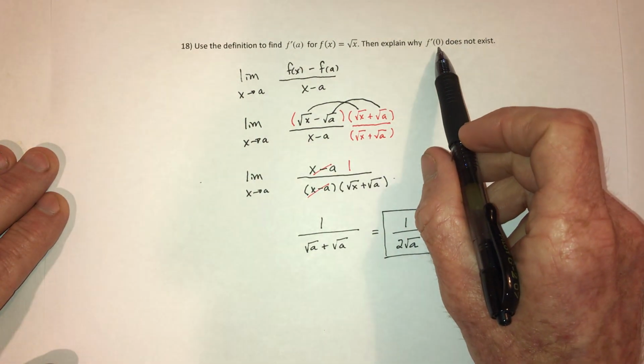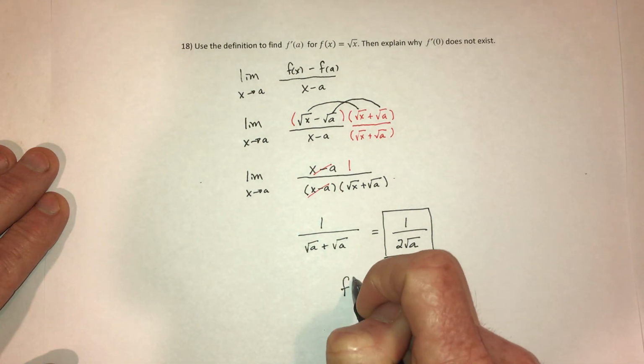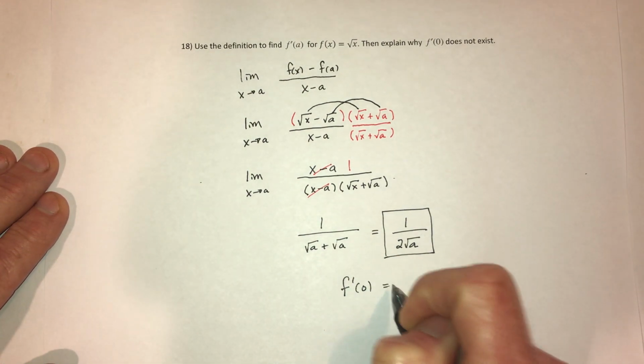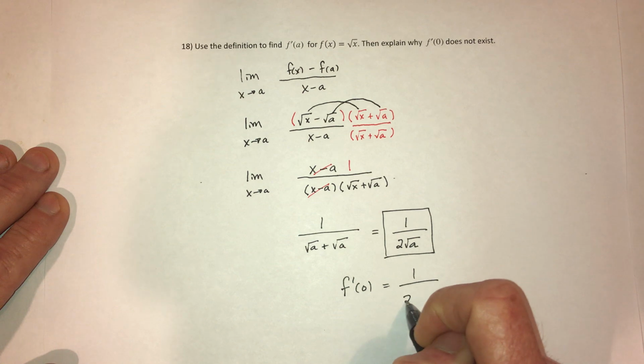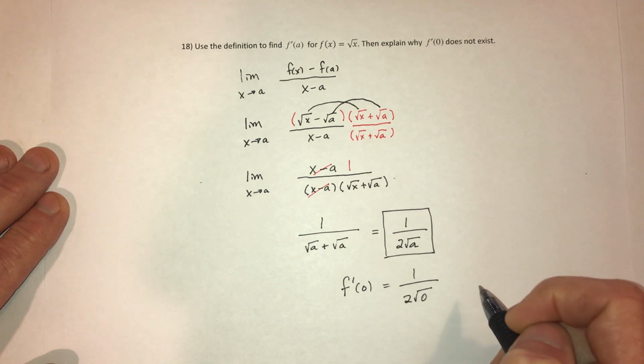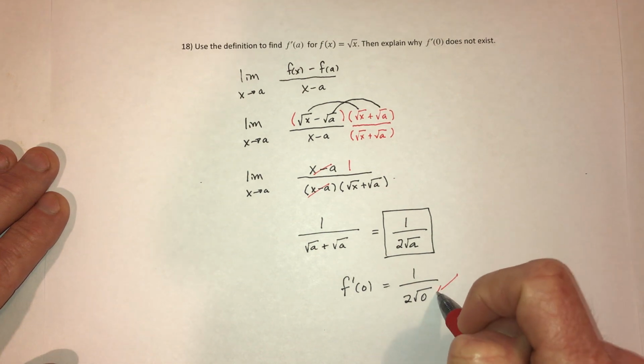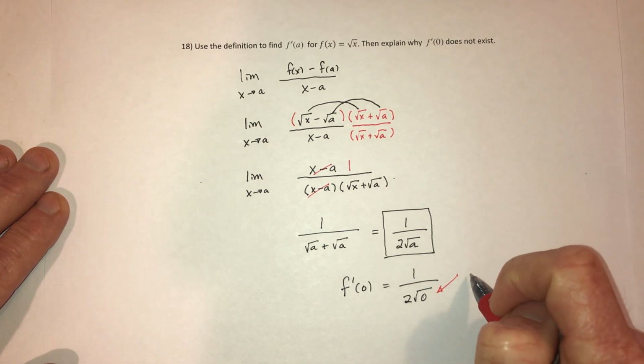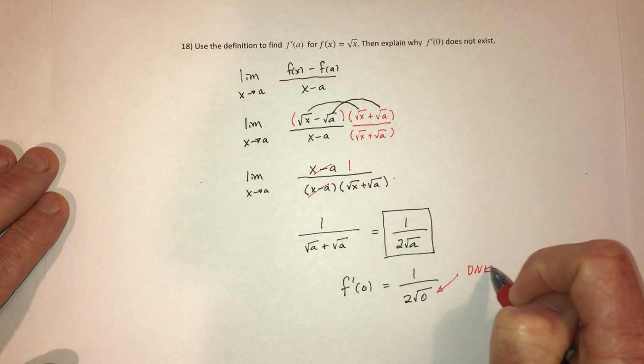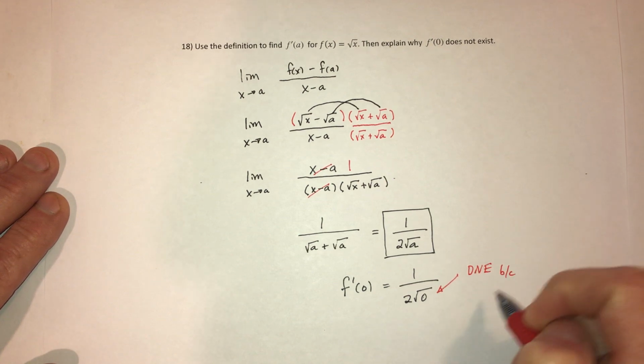Next, what if you plug in a 0? So then the derivative, when you plug in 0, is equal to 1 over 2 times the square root of 0. And then that does not exist. N'existe pas. Does not exist because of division by 0.